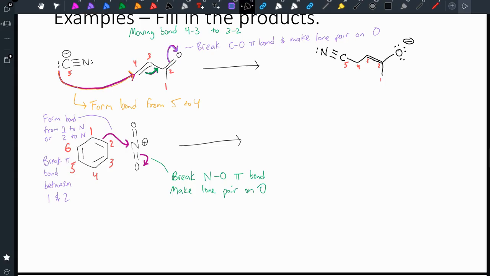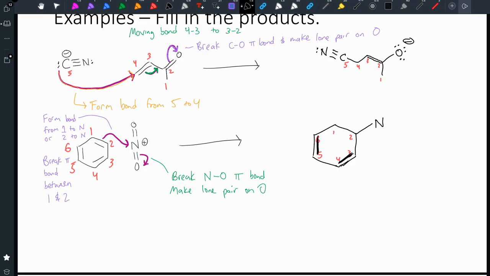So if I start to draw my product, I'm still going to have this 6-membered ring. 1, 2, 3, 4, 5, 6. I'm still going to have a pi bond between 5 and 6. I'm still going to have a pi bond between 3 and 4. I no longer have a pi bond between 1 and 2. Let me say I'll make my new bond from number 2 to nitrogen.